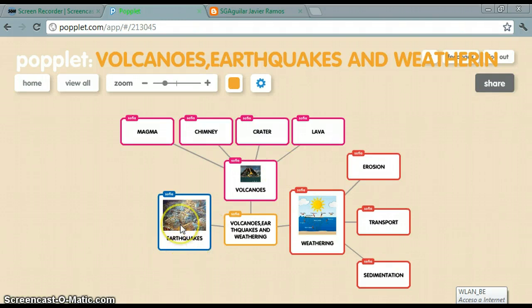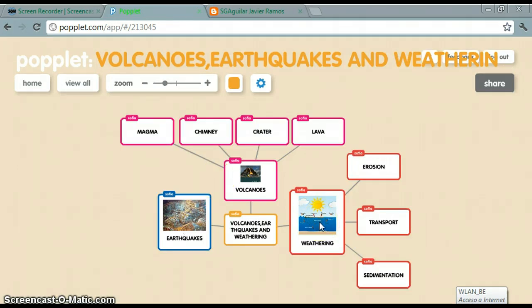Now the earthquakes. Earthquakes are caused by movements of the Earth's crust. They can destroy buildings, break dams, divert rivers and cause avalanches. Earthquakes on the ocean floor produce enormous destructive waves called tsunamis.